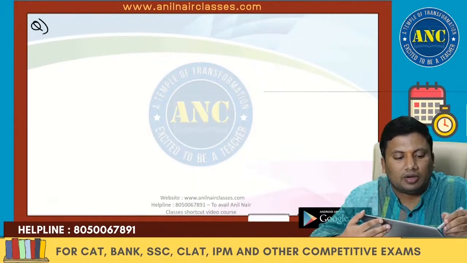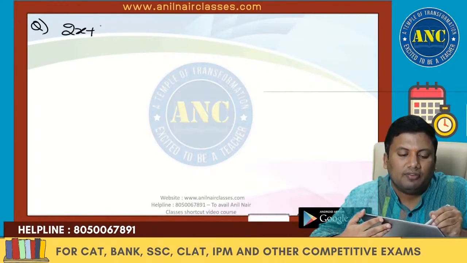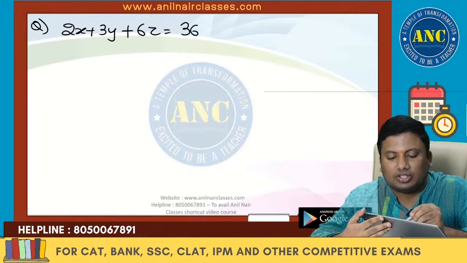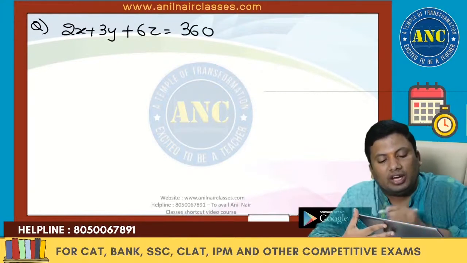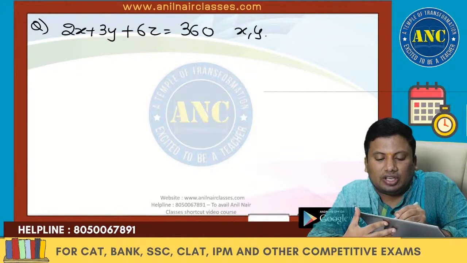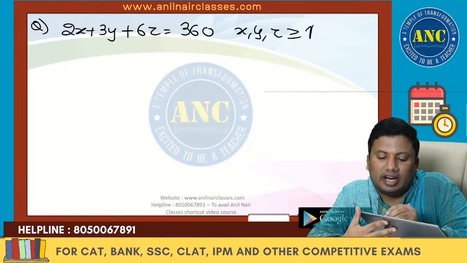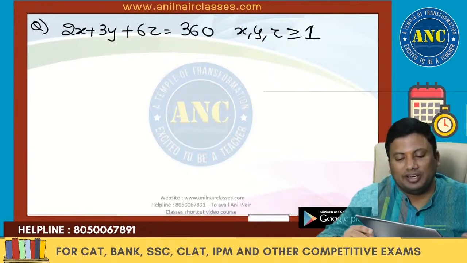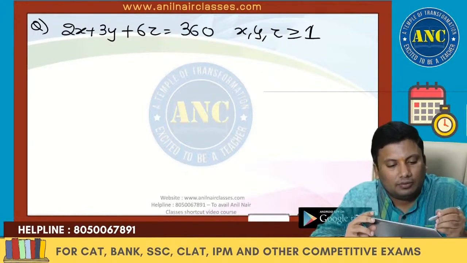Another question. 2x plus 3y plus 6z equivalent to 360. x, y, z are greater than or equivalent to 1. It's a very easy question, sir.